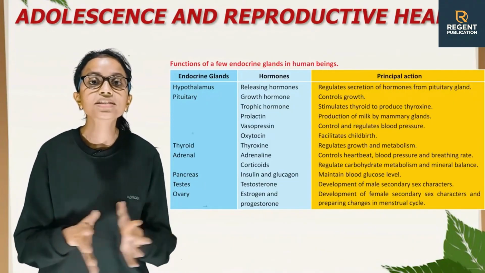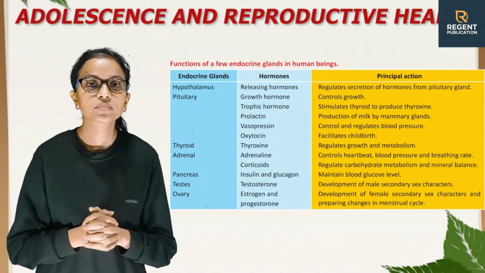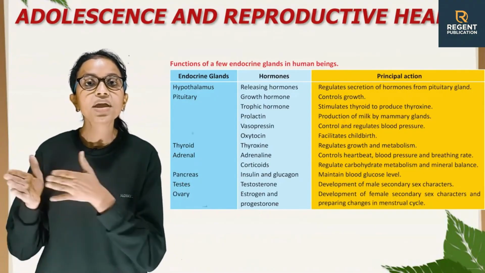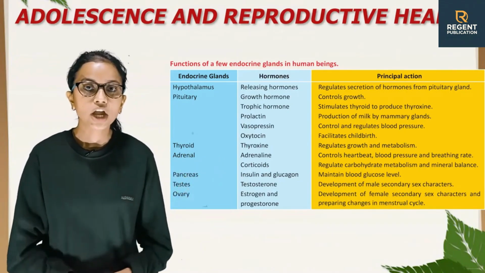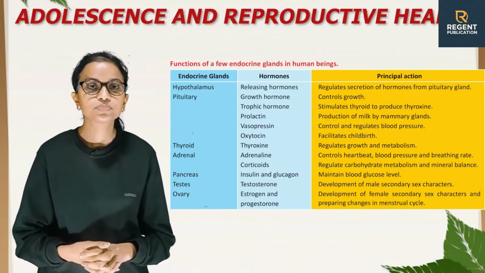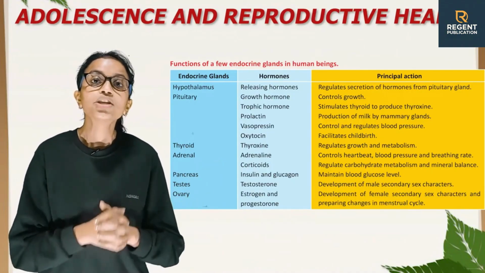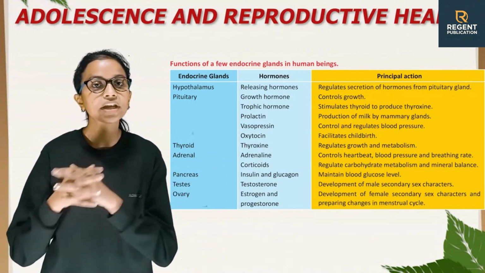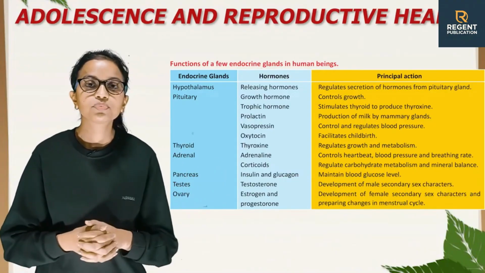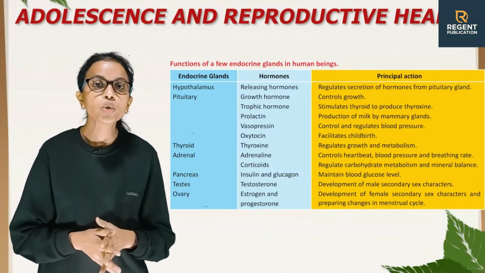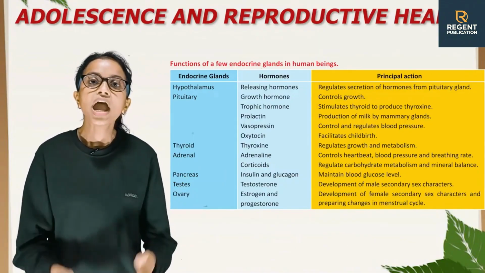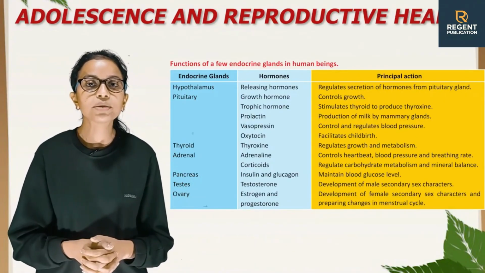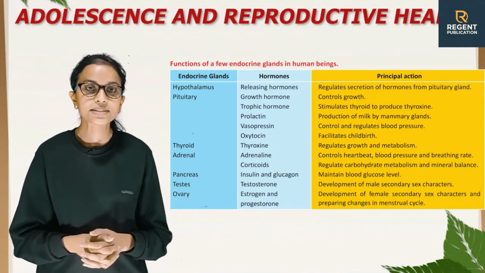Trophic hormone, stimulates thyroid to produce thyroxine. Prolactin, production of milk by mammary glands. Vasopressin, controls and regulates blood pressure. Oxytocin, facilitates childbirth. Thyroid, thyroxine, regulates growth and metabolism. Adrenal, adrenaline, controls heartbeat, blood pressure and breathing rate. Corticoids, regulate carbohydrate metabolism and mineral balance.